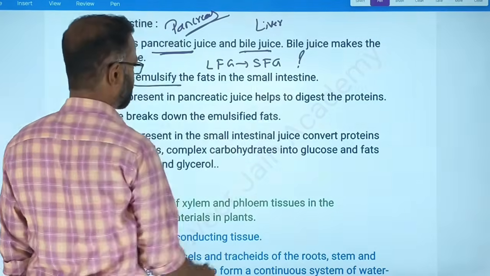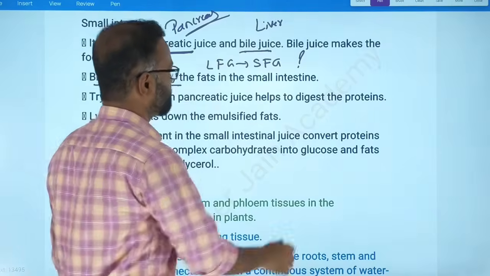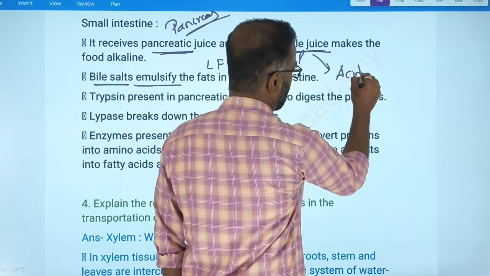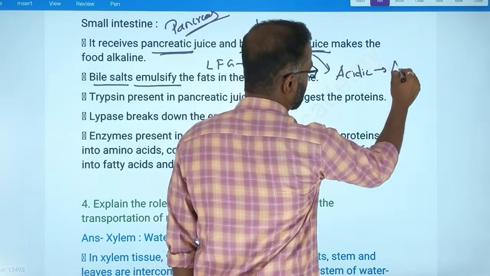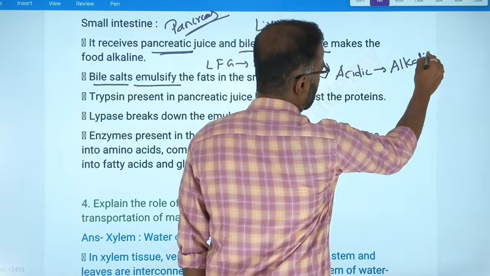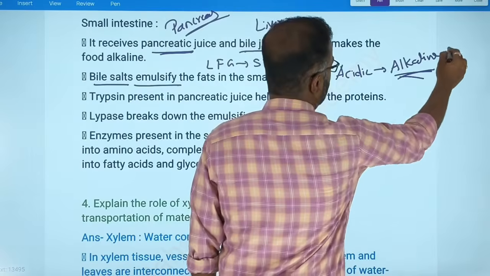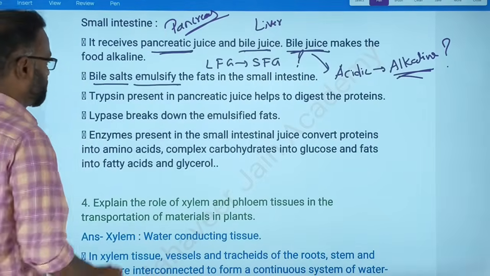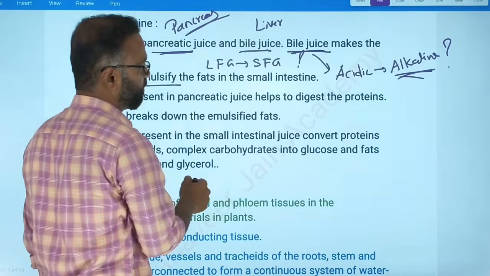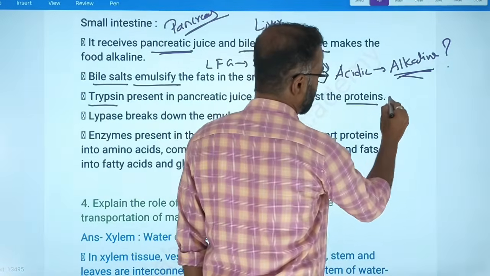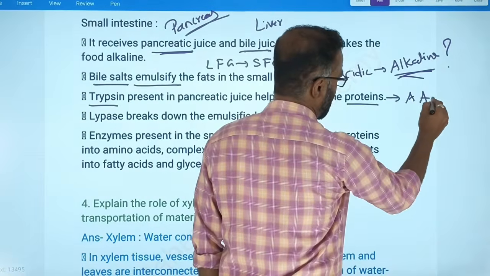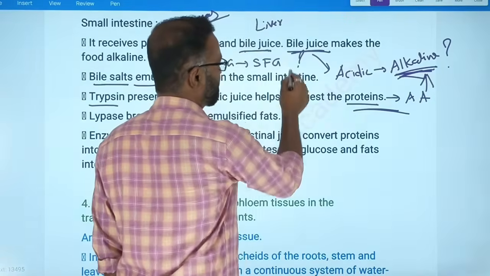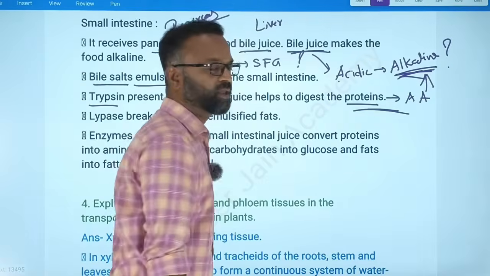Why? You will understand. This particular bile juice will convert acidic food into alkaline or basic in nature. Why? You will understand that also. Next. Trypsin will break down the proteins into amino acids when the food is in alkaline medium. That's the reason bile juice converts acidic food into alkaline.